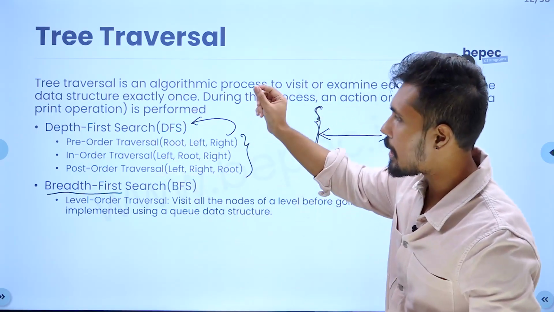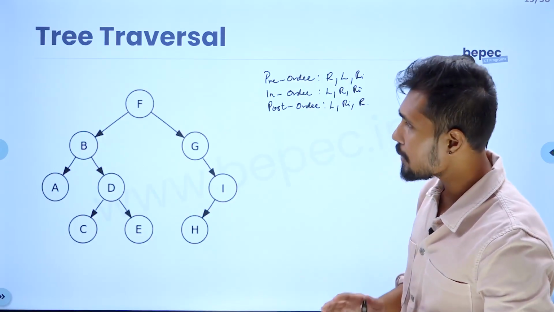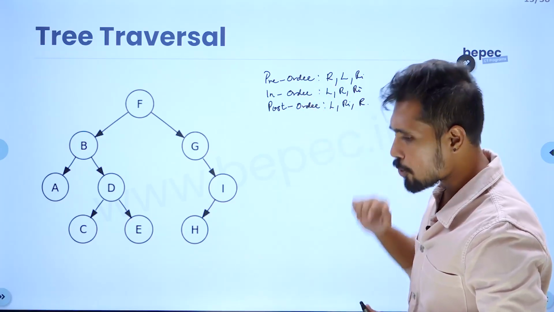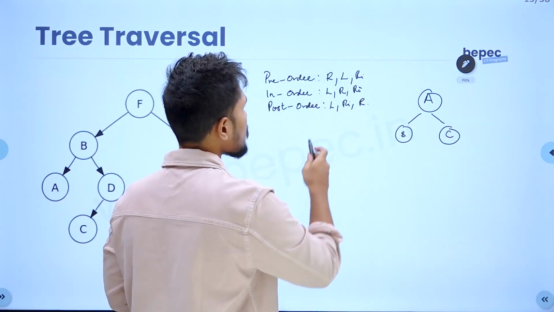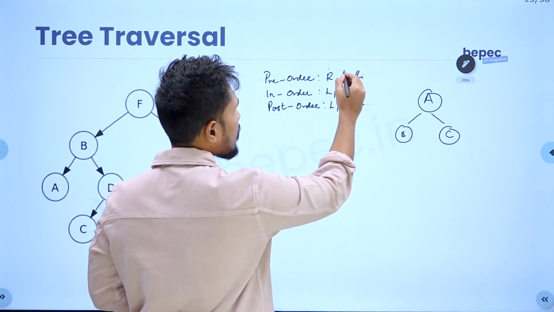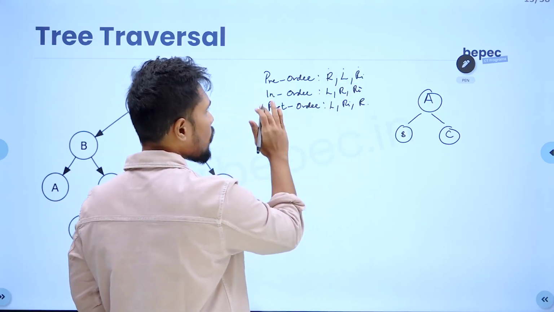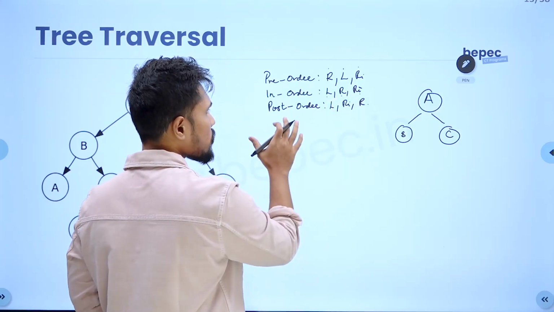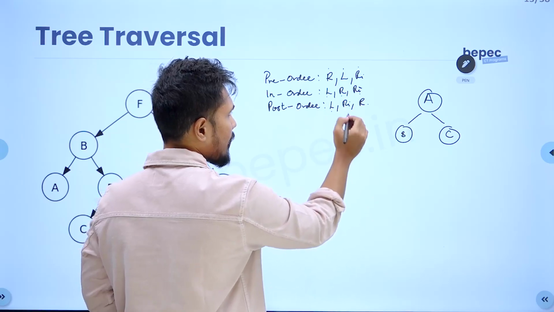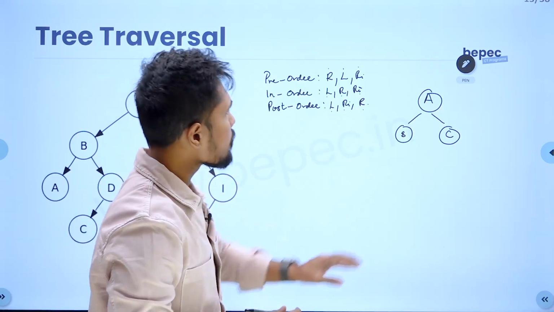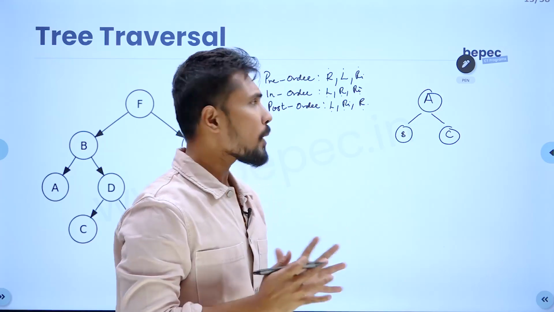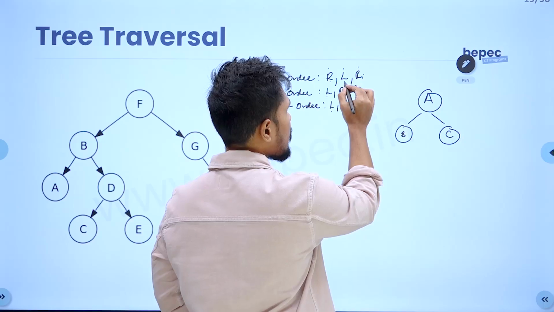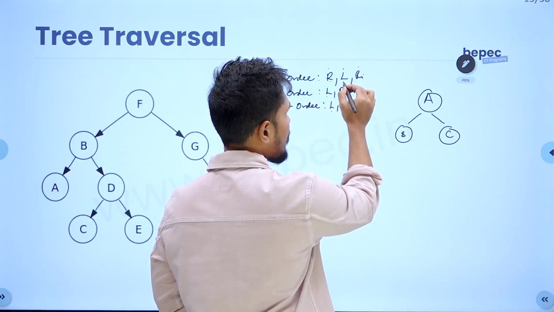Now let's try to understand depth first search. In depth first search, we see pre-order, in-order, and post-order. Whenever you take pre-order, the sequence is root, left, right. In in-order, the sequence is left, root, right. And in post-order, the sequence is left, right, root. Now let's take a simple tree data structure and see how exactly the traversal works.